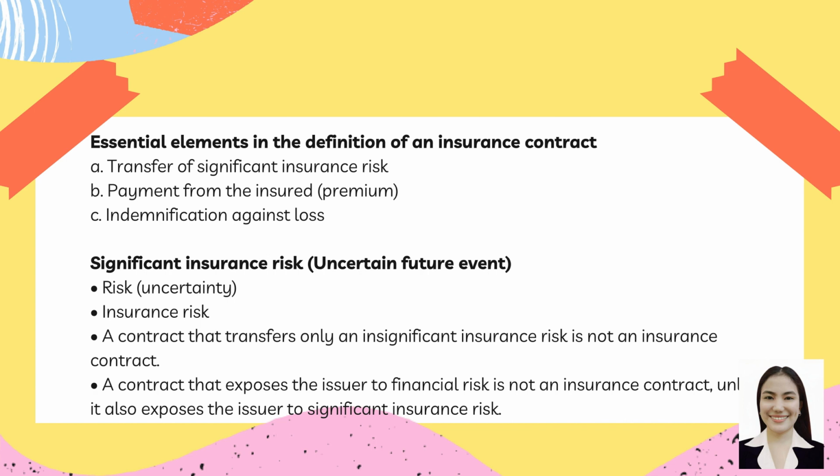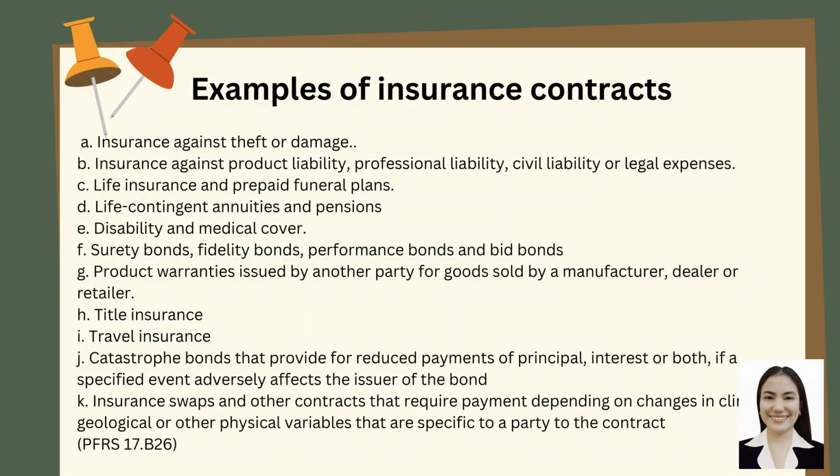So for the next slide, we have the examples of insurance contracts, including insurance against theft or damage, insurance against product liability, professional liability, civil liability or legal expenses, life insurance and prepaid funeral plans, life contingent annuities and pensions, disability and medical cover, surety bonds, fidelity bonds, performance bonds, and bid bonds, product warranties issued by another party for goods sold by a manufacturer, dealer, or retailer, title insurance, travel insurance, catastrophe bonds that provide for reduced payments of principal, interest, or both if a specified event adversely affects the issuer of the bond, and also insurance swaps and other contracts that require payment depending on changes in climatic, geological, or other physical variables that are specific to a party to the contract.